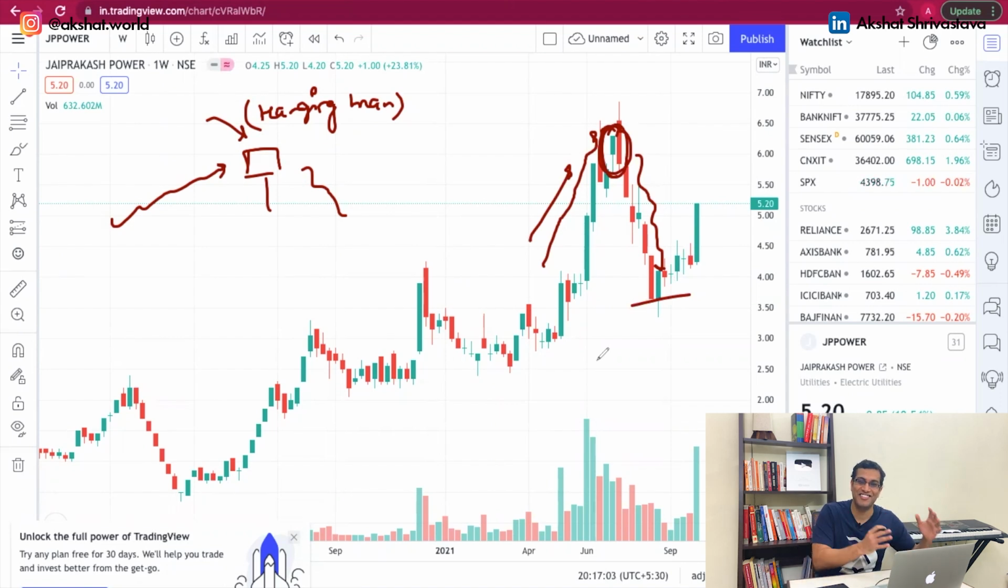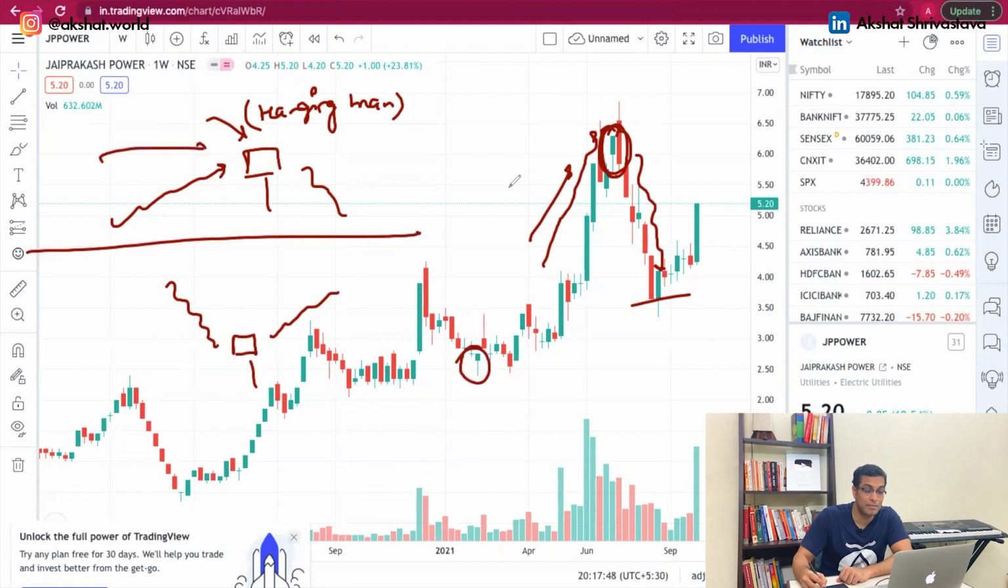You can try and identify it on other stocks also. This is a very powerful indicator and you should learn more about it. But just to help you consolidate this information in a very clear manner: hammer, where do you find it? You find it on a downturn, right? The stock is falling, you find a hammer, it moves up. This is an example.